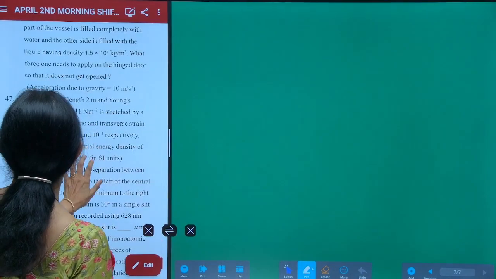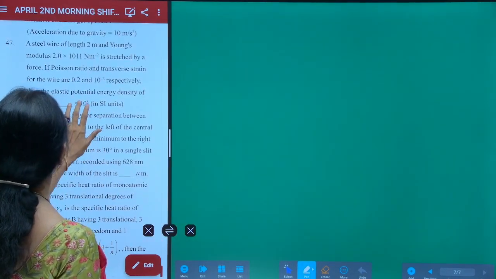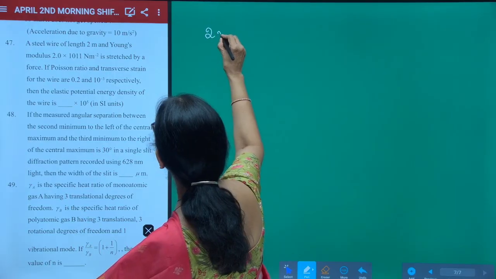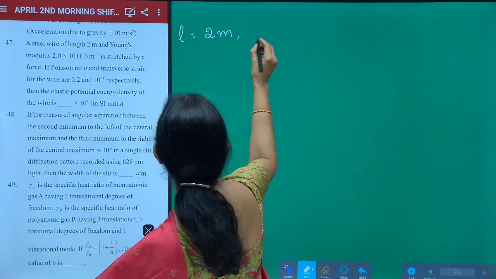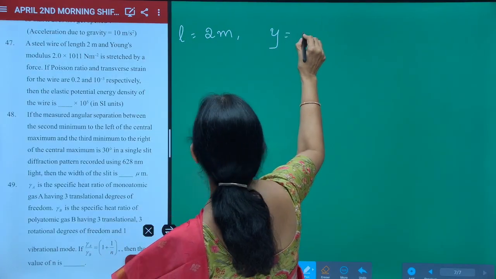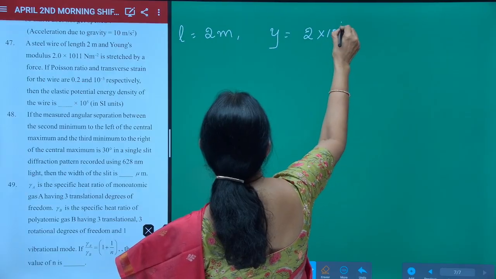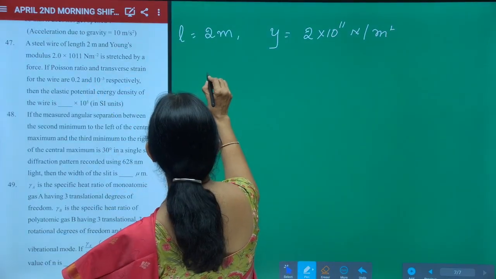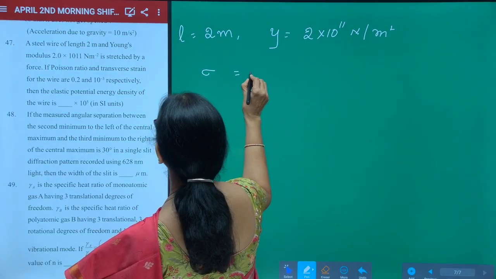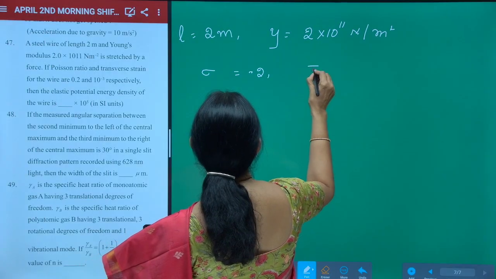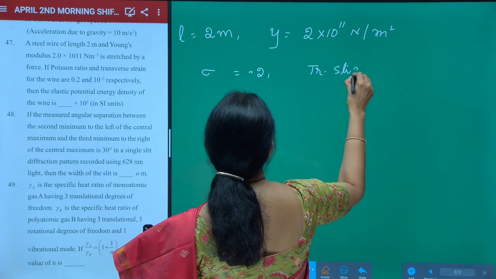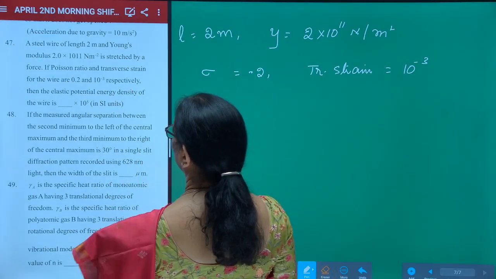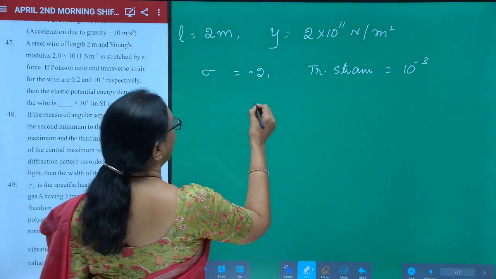Look here, 47th one. A steel wire of length 2 meters, Young's modulus is given as 2 into 10 to the power of 11 Newton per meter square, is stretched by a force. Poisson's ratio is given as 0.2 and transverse strain is given as 10 to the power of minus 3 respectively. What is the elastic potential energy stored?